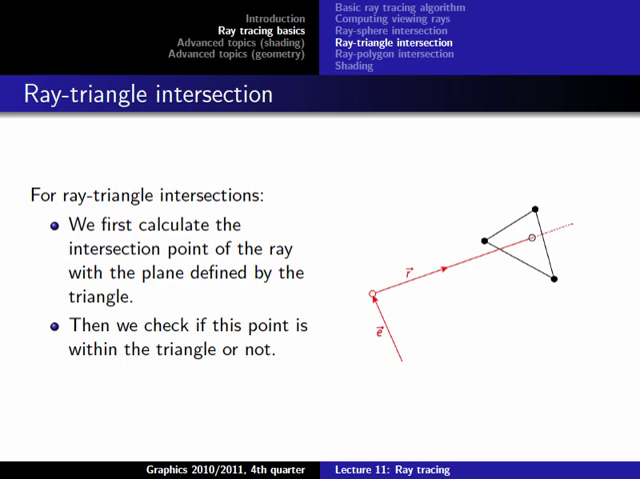When we want to get the intersection of a ray with an object, what we often do is calculate the intersection with a supporting plane, a supporting surface of that object, and then check if this intersection point is part of the object or not. For a triangle, this is pretty straightforward. We calculate the intersection with the plane that is defined by the triangle, and then we check if the intersection point is in the triangle or not, and then we have our intersection point, or we know it doesn't intersect.